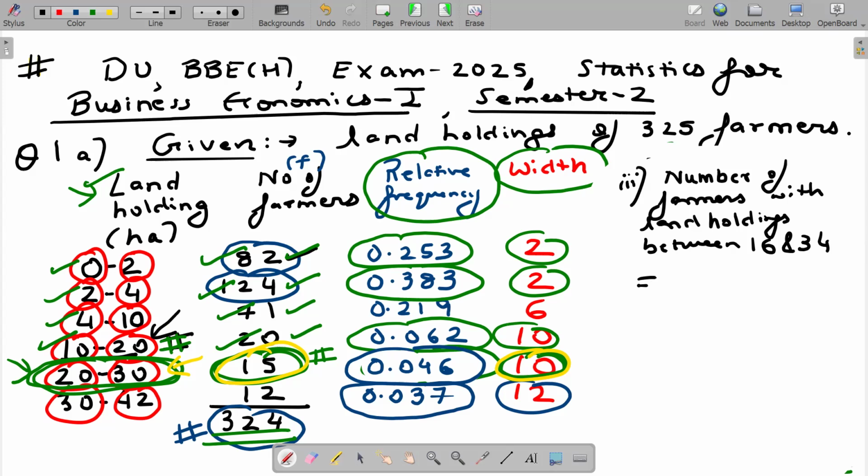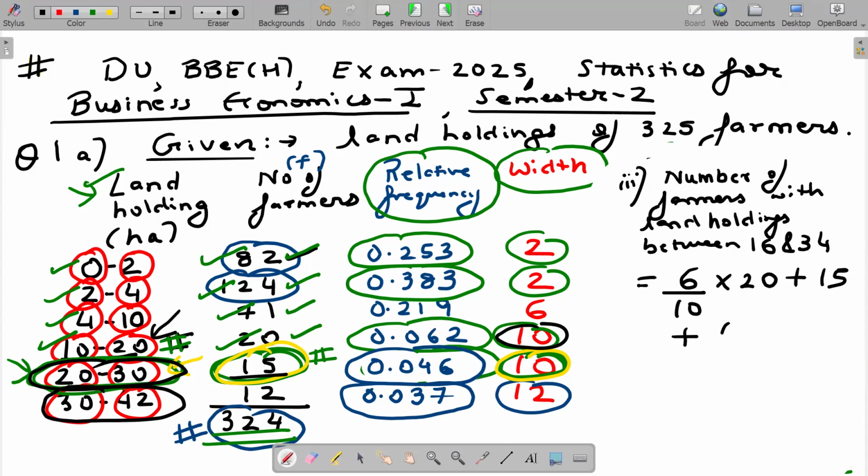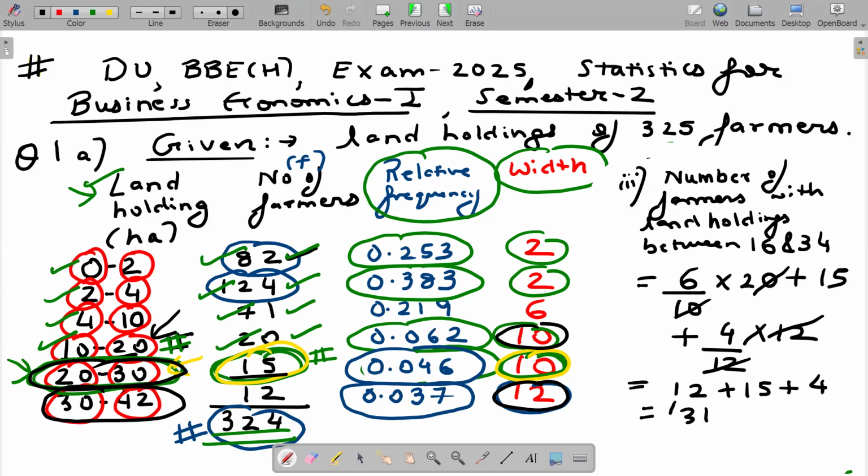So from 16 to 20, I have 4 divided by the class width 10 times the frequency 20, plus 20 to 30 is completely included with the frequency 15, and then 34 falls in the last class interval. So 30 to 34 means 4 over the class width 12 times the frequency 12. So this cancels, and that makes it 8 plus 15 plus 4, which is 31. These are the number of farmers.